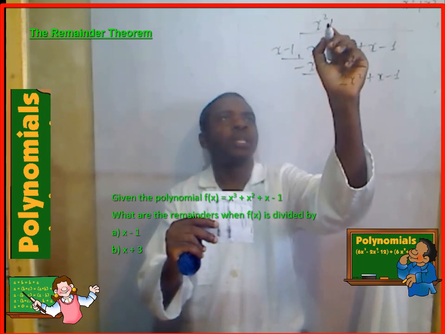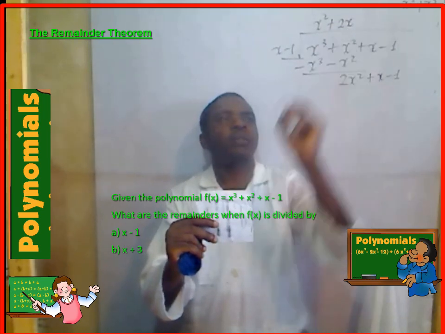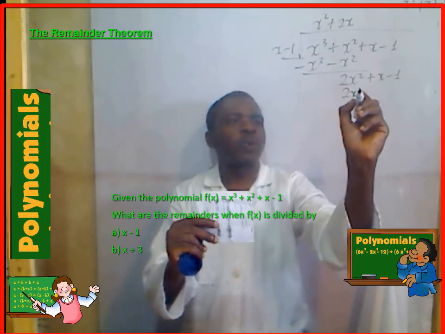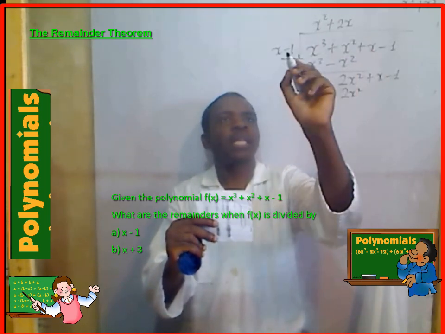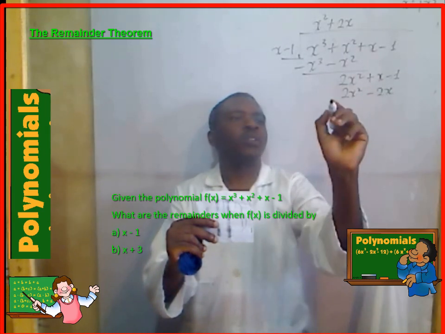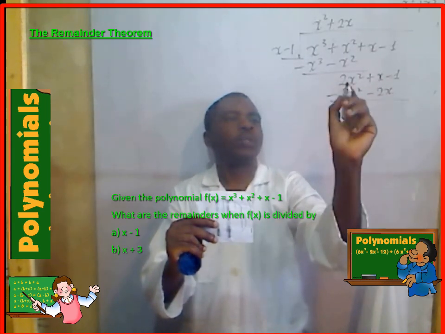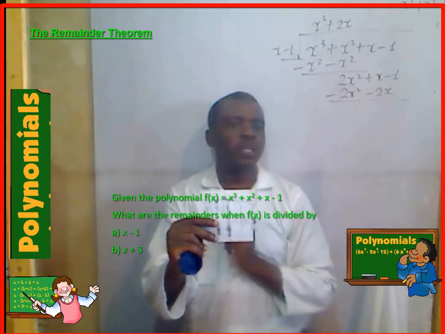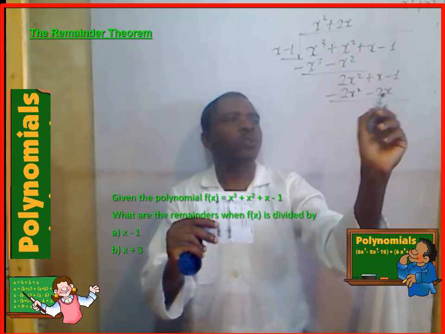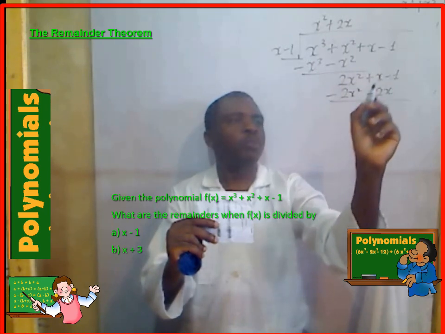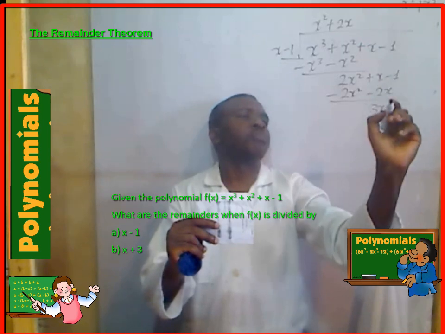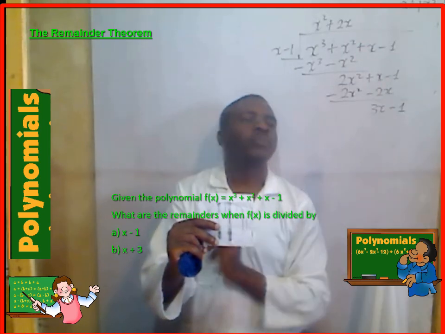That should be plus 2x. 2x times x gives 2x squared. 2x times minus 1 gives minus 2x. I subtract. 2x squared minus 2x squared is 0. x minus 2x, minus becomes plus, so this gives 3x. I bring down minus 1.